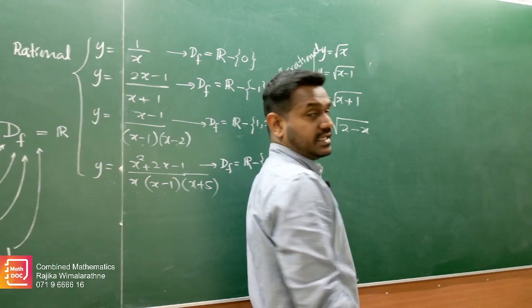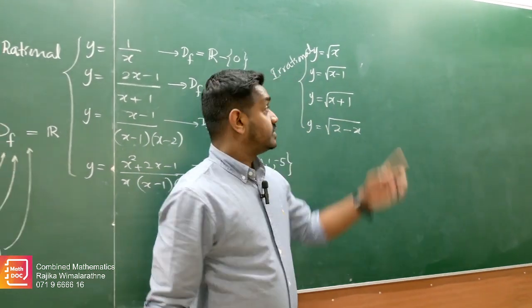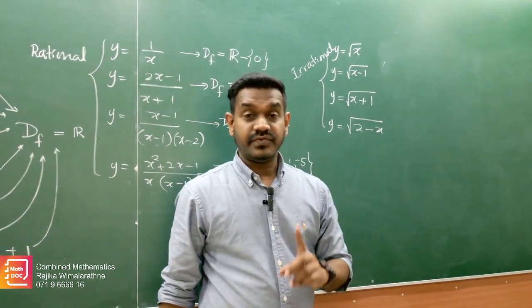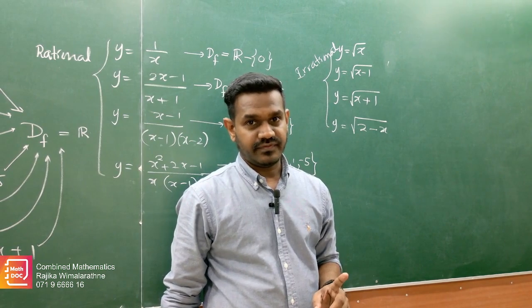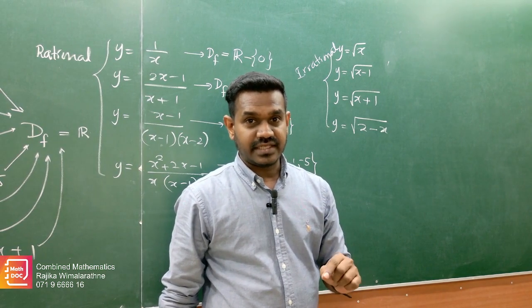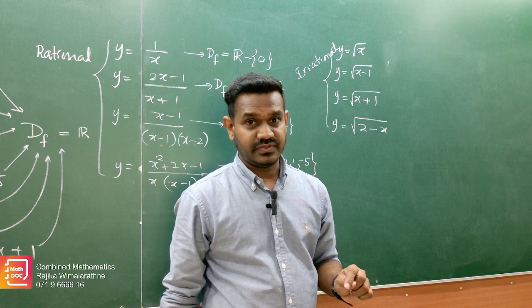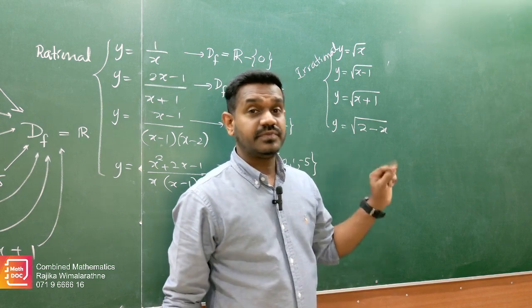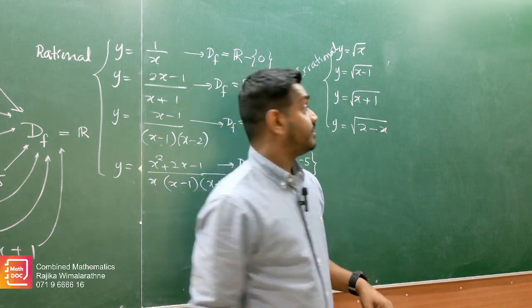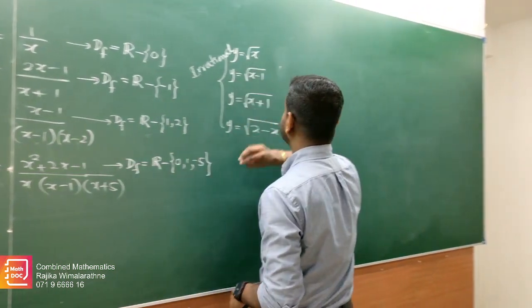These functions are irrational. So you remember, within square root, values must be positive. Domain means possible x values. Then you need to write the possible x values for the domain. That's it. Here, within the square root, values must be positive.